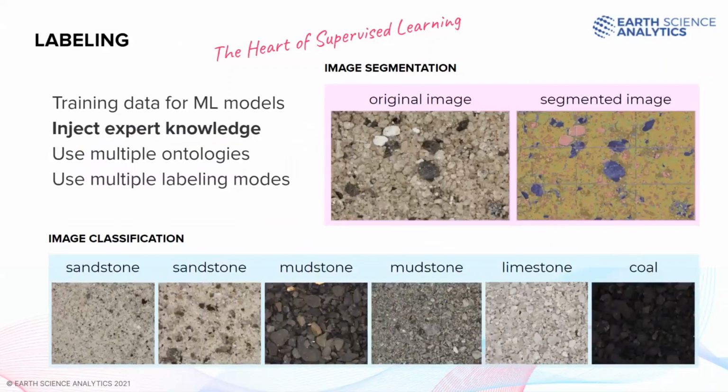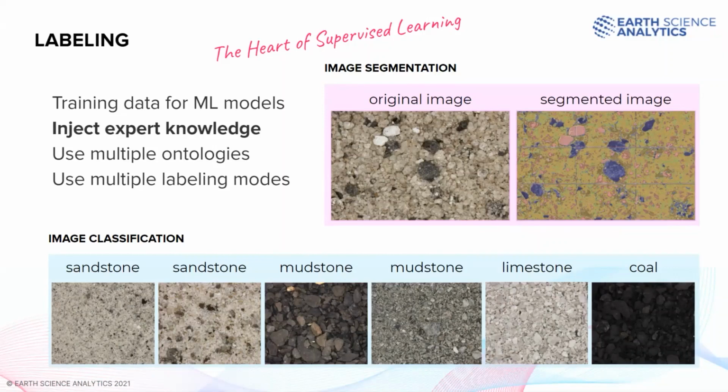In order to achieve this, labeling is really the heart of supervised learning. We need to make sure we obtain good training data for the models that we want to train. We need the ability to inject expert knowledge in addition to information that comes from our auxiliary data. We need to be able to train multiple ontologies, basically multiple classification schemes. And we want to be able to use these multiple modes of computer vision.